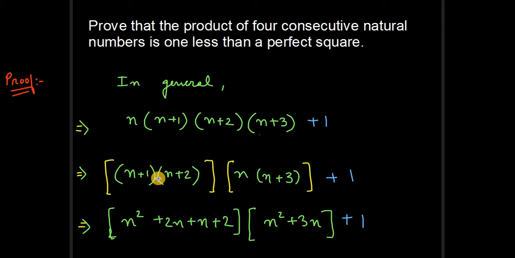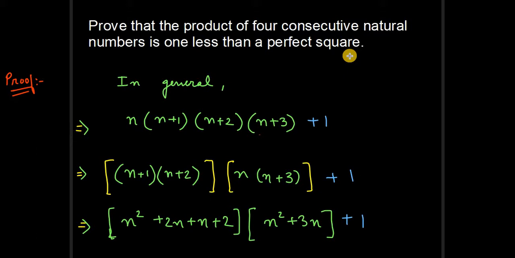Hey friends, in this video we will prove that the product of four consecutive natural numbers is one less than a perfect square. So in general we can write the four consecutive natural numbers in this way: n into n plus 1 into n plus 2 into n plus 3. Now what we want to prove is that these four consecutive natural numbers should give us one less than a perfect square.